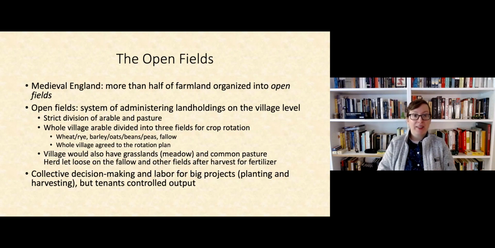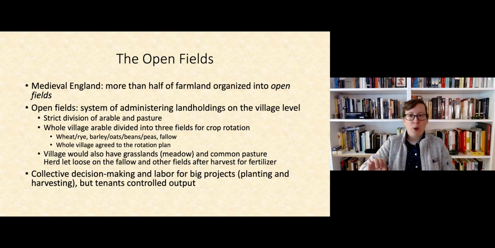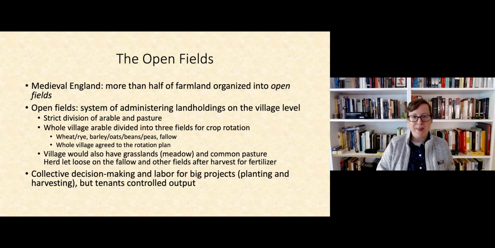And the village would also have, again, strictly divided arable and pasture. So they would have their own grass under meadow and a common pasture. And so everybody's animals would be let loose onto the whole common pasture or the fallow and other fields after harvest to collect fertilizer. I think that's really amazing, right? This idea of commons, so common use right over the pasture. This means that there is common decision making for the labor for big projects and for this rotation scheme.